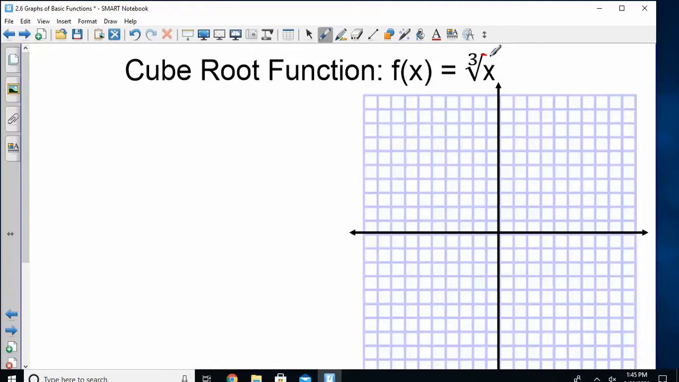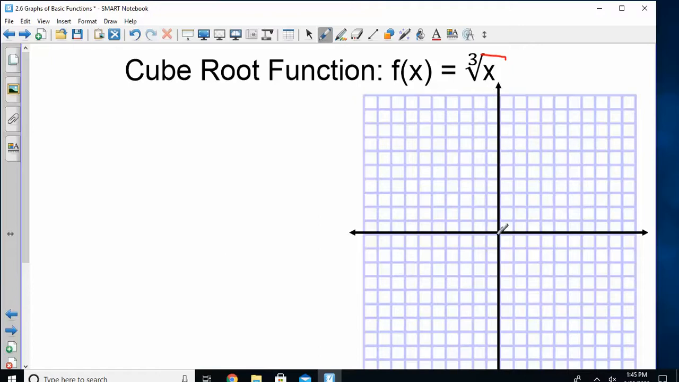Cube root. Do you remember what that one looks like? Yeah, it's like a sideways chair. Let's get our exact points. Can I put in negatives to a cube root? Yeah, you can put them in an odd root, just not an even root.